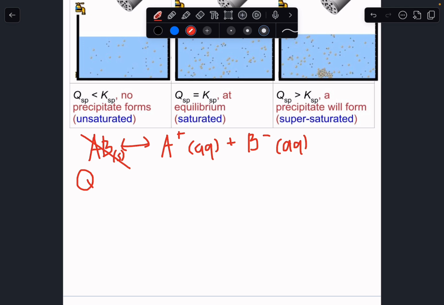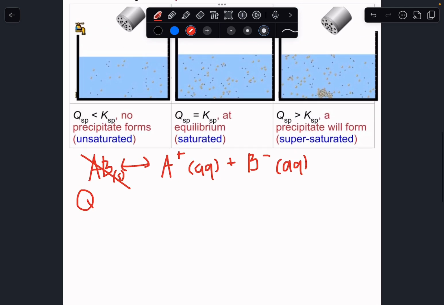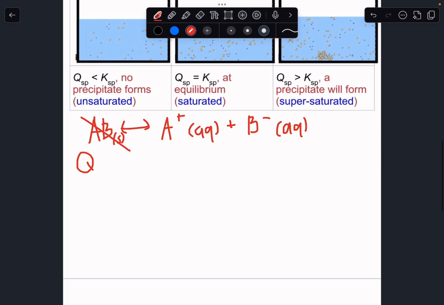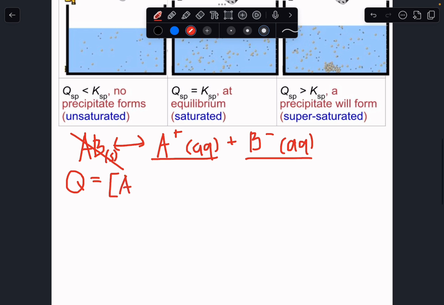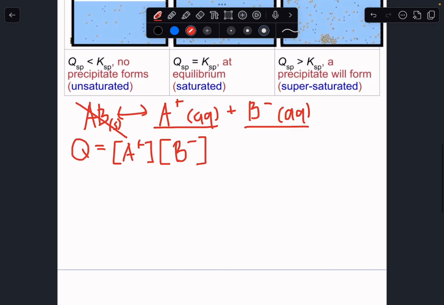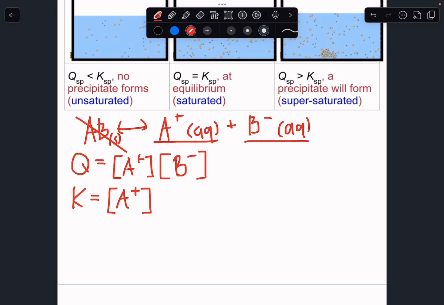Right now I'm going to use Q because we don't know necessarily if the system is at equilibrium or not. So you would only include these two products, which go on the top. This would be your Q expression. And your K expression would be the exact same thing. The only difference is that K just represents if your system were at equilibrium.